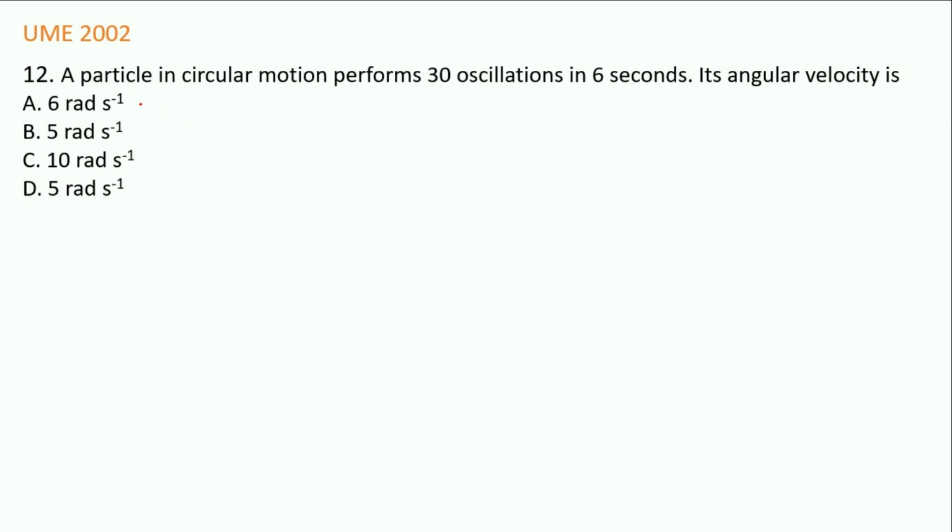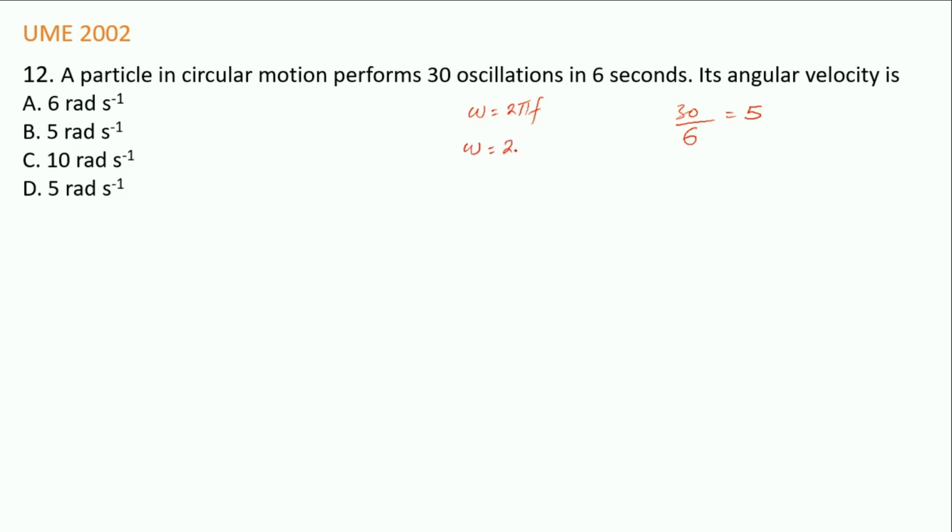Now the next question, UTME 2002, number 12: a particle in circular motion performs 30 oscillations in 6 seconds. Its angular velocity is, now we know that angular velocity is equal to 2 pi f. Now what is f? f is the number of oscillations in 1 second, but we're told that this particle makes 30 oscillations in 6 seconds. So for the oscillations it makes in 1 second, that is going to be 30 divided by 6, which is 5.